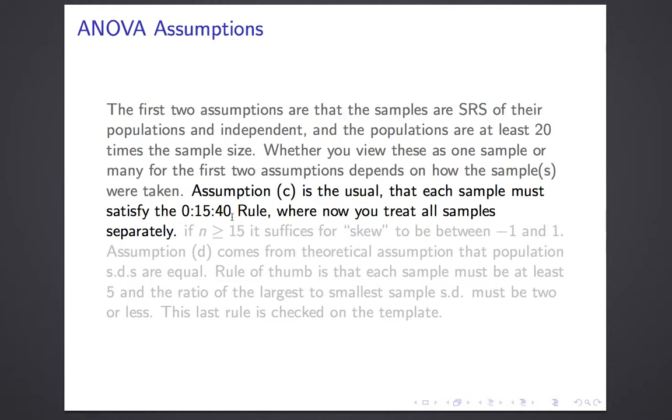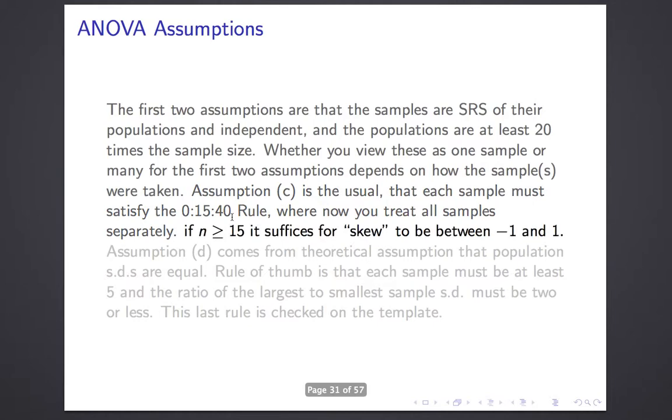Each of the, in this case, 3 samples, each of the K samples has to satisfy the 0, 15, 40 rule. The only difference is here, the fact that you have many samples means it's kind of a pain to check. It would be a pain to make a histogram for each of those samples. It also means that there's a certain averaging out among the samples that you can count on, which means that people tend to be much more relaxed about the 0, 15, 40 rule.